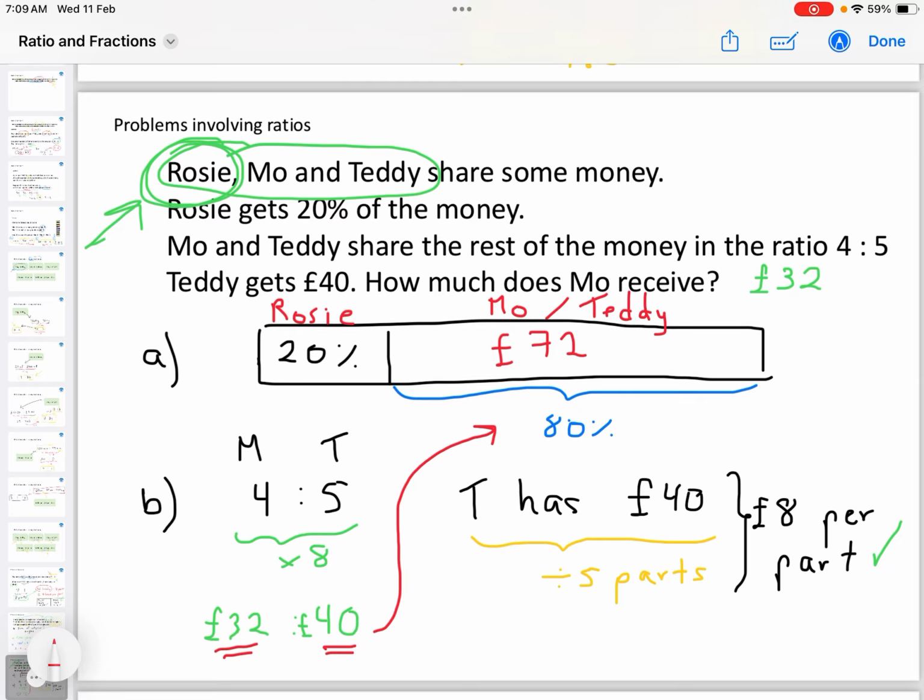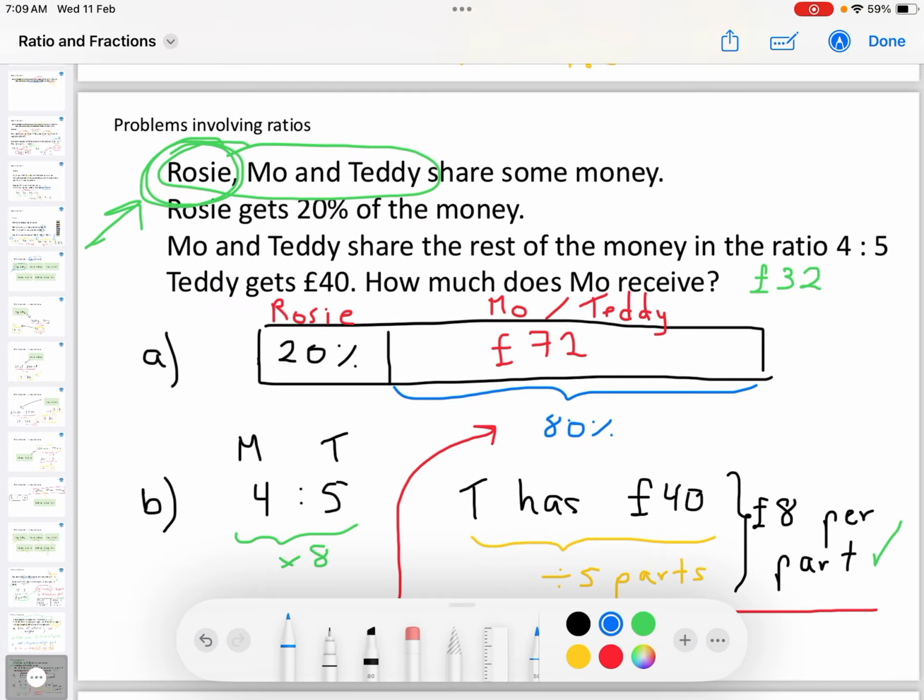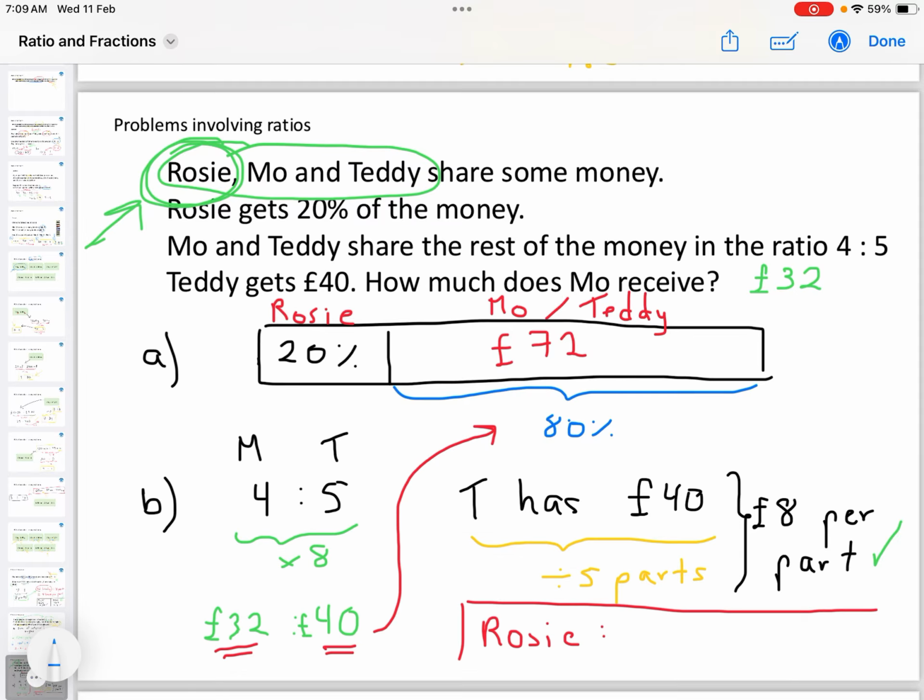And what I said in our previous class was, if you know that Mo and Teddy have 72 pounds and that represents 80% of the money, can you tell me how much money Rosie will have? So that was an exercise that I left for you guys. I hope you were able to solve that. And the solution is as follows. Let me show you guys the way.